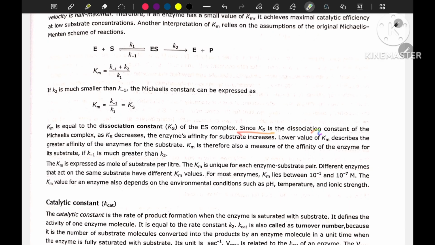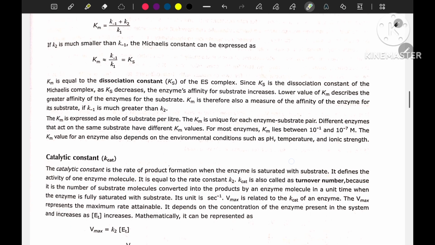Since Ks is the dissociation constant of the complex, as Ks decreases, the enzyme affinity for the substrate increases. A lower value of Km describes the greater affinity of the enzyme for the substrate. Km is therefore also a measure of the affinity of the enzyme for its substrate. If K minus 1 is much greater than K2, Km is expressed as mole of substrate per liter.